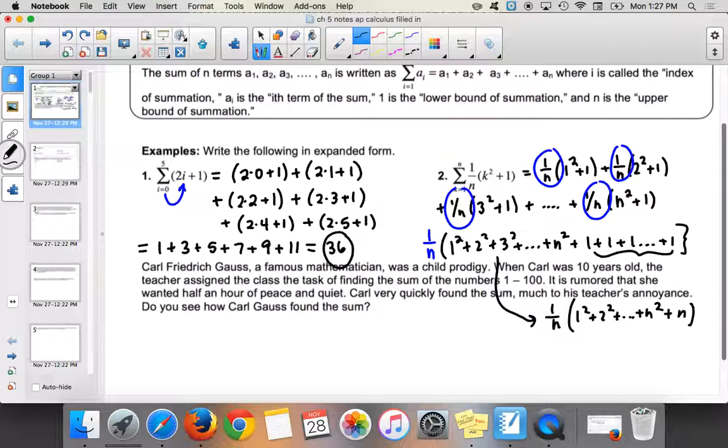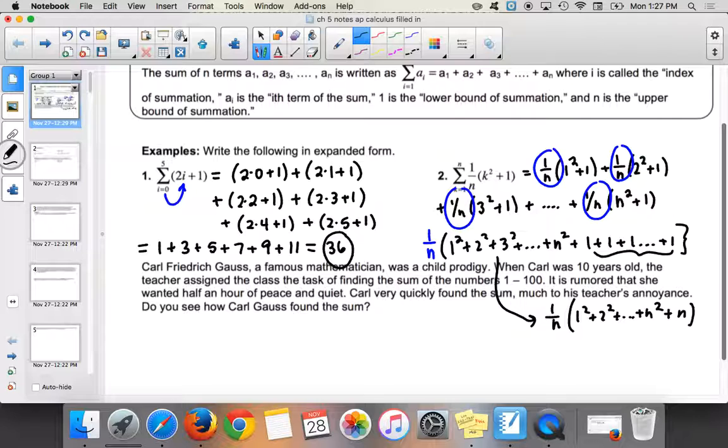I told you in Algebra 2 about Carl Friedrich Gauss. He was a famous mathematician. Riemann actually studied under him. He was Riemann's teacher eventually. Riemann is the guy that does rectangles, right rectangular, left rectangular. When Carl was 10 years old, the teacher assigned the task of finding the sum of the numbers 1 through 10. It's rumored that she wanted half an hour of peace and quiet, or other stories say that he got in trouble. Do you guys remember this whole story?